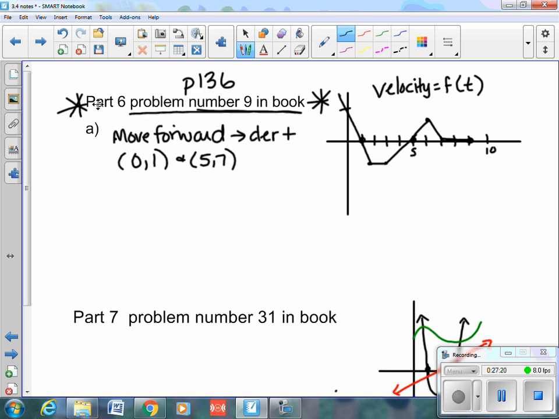It moves backwards when the velocity or the derivative is negative. Again, this is a derivative graph, so everything below the x-axis is when your slopes are negative. So it's going to move backwards from 1 to 5. It's going to only move backwards from 1 to 5, isn't it? It's the only part that's negative on that graph.